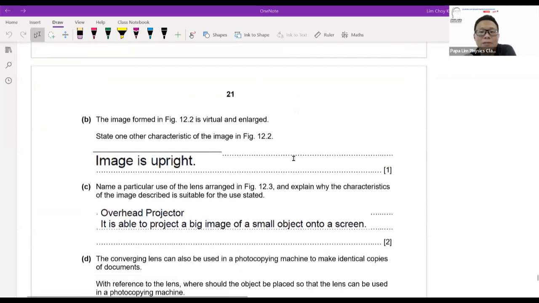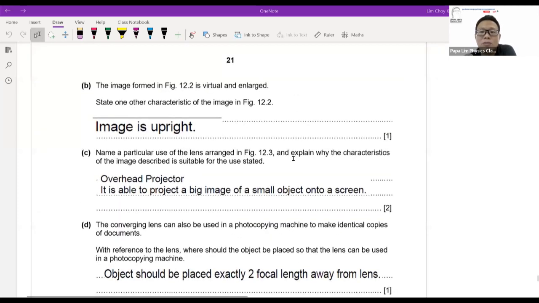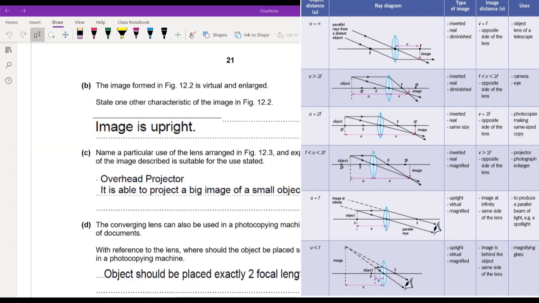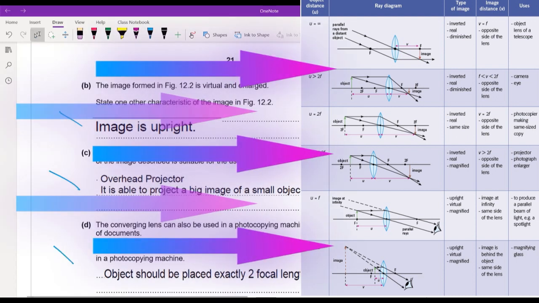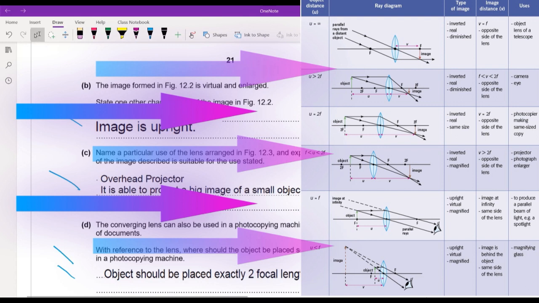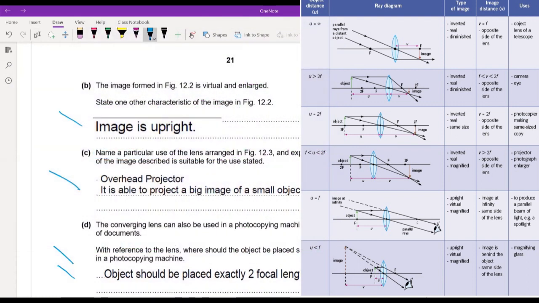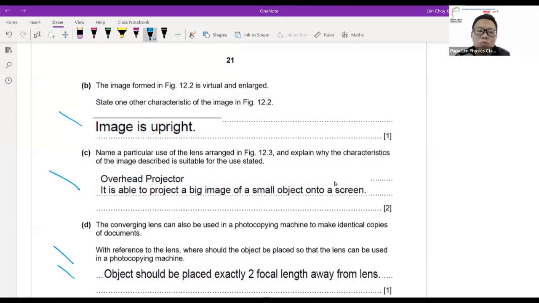Now, part B is about the characteristics of the image itself. Like I mentioned before, if you are well versed with the 6 diagrams, the 6 characteristics of the 6 scenarios, you should be able to answer this with ease. Remember the 6 scenarios which I leave on the video right now: they encompass the characteristics of the image, the application of the image, and the different scenarios of the images. So for example, how do I know which particular scenario I need to use for part D?